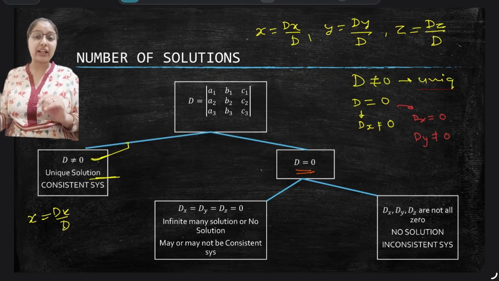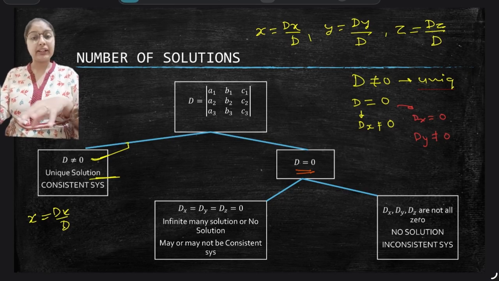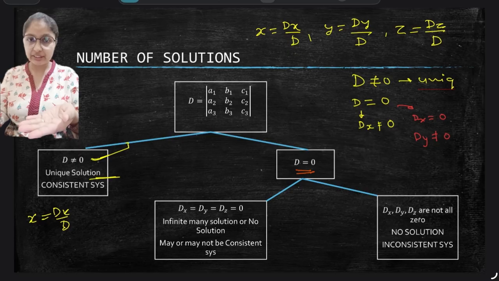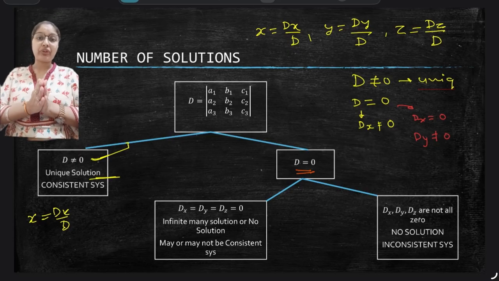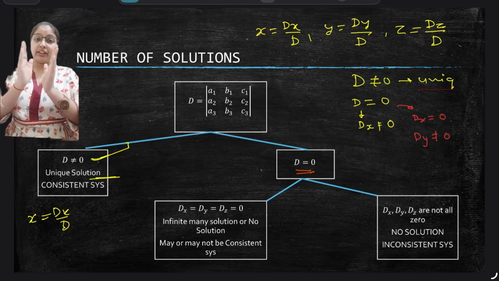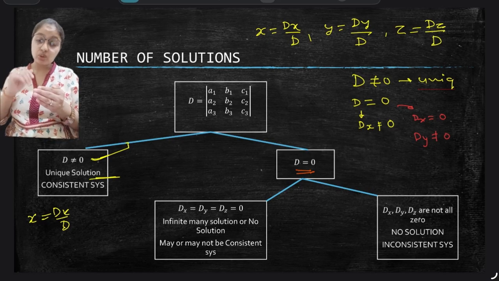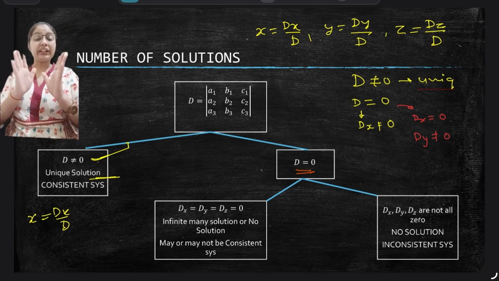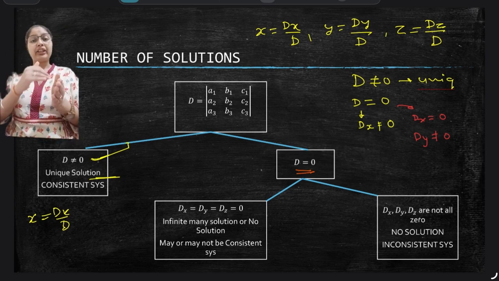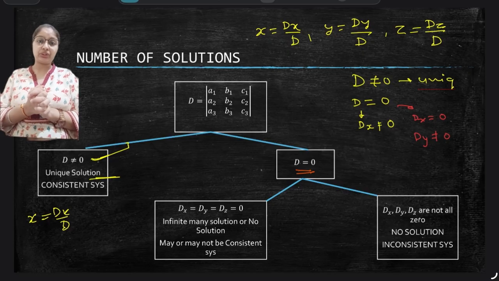It means first we will check D. D non-zero, unique solution. D 0, further we will check dx, dy, dz. So I will go for dx. dx non-zero, stop there only, no solution. dx 0, move further, check dy. dy non-zero, stop there only, no solution. dy also 0, go and check dz. dz non-zero, stop there only, no solution. dz also 0, then dx, dy, dz are all 0, so we will say infinitely many solutions or no solution.